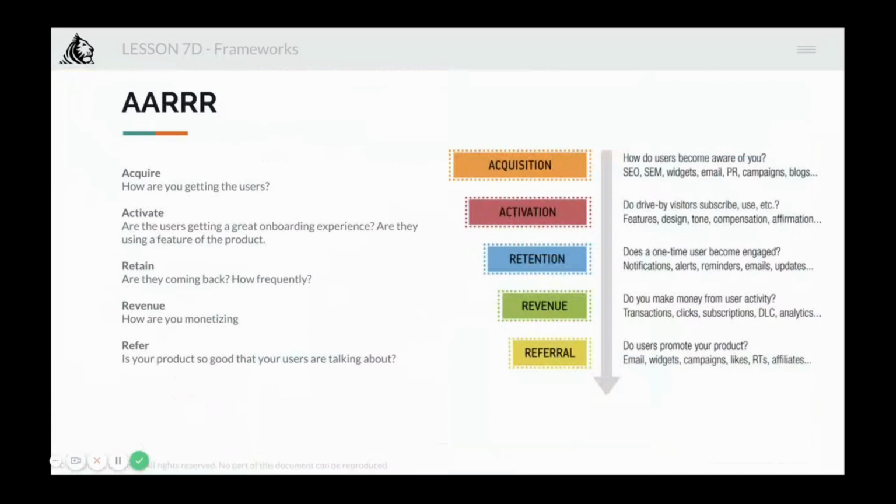So A stands for acquire. How are you getting the users? So how do users become aware of you? SEO, SEM, widgets, email, PR campaigns, blogs, etc. Then the next A stands for activate.